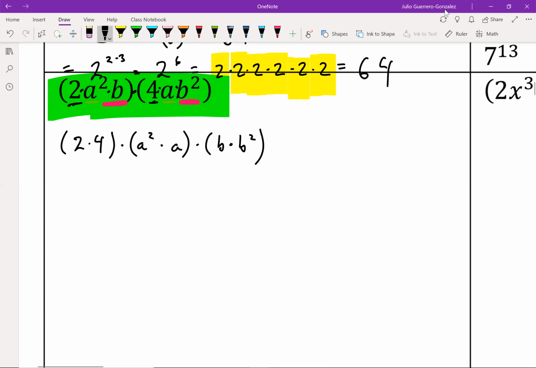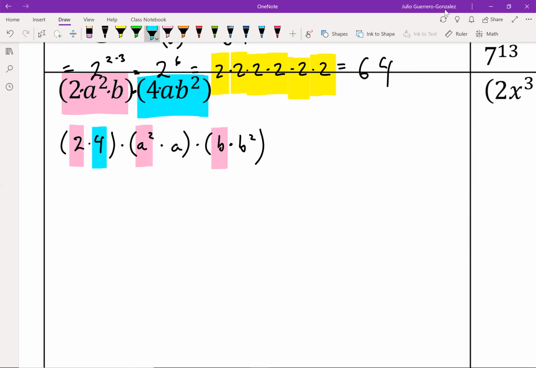So where'd you get the 2 times 4 from? How about we do this? The 2, the A squared, and the B come from that first one, and then the 4, the A, and the B squared come from that second one. Oh, so it's just all common factors, basically. Yeah, exactly. I'm grouping together whatever's common.